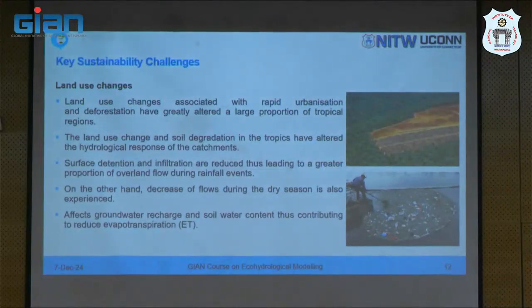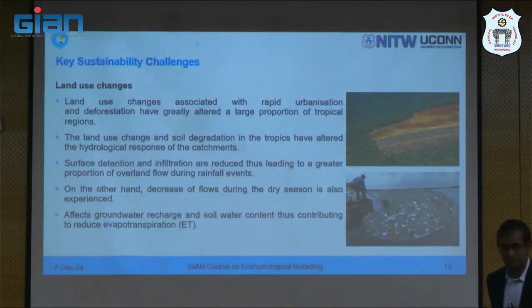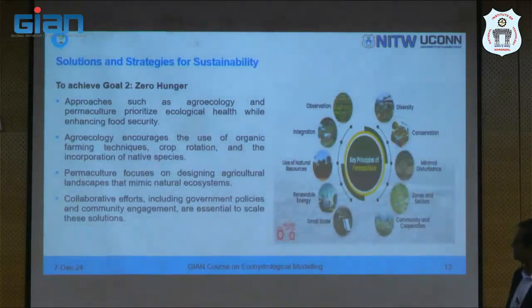Surface detention and infiltration are reduced because of land use changes, and that is reducing the groundwater recharge, that is increasing the surface runoff. So what happens during the low flow conditions, the dry season, rivers are running dry. And because it affects the groundwater recharge and soil water content, thus reducing the feedback that goes back to the atmosphere.